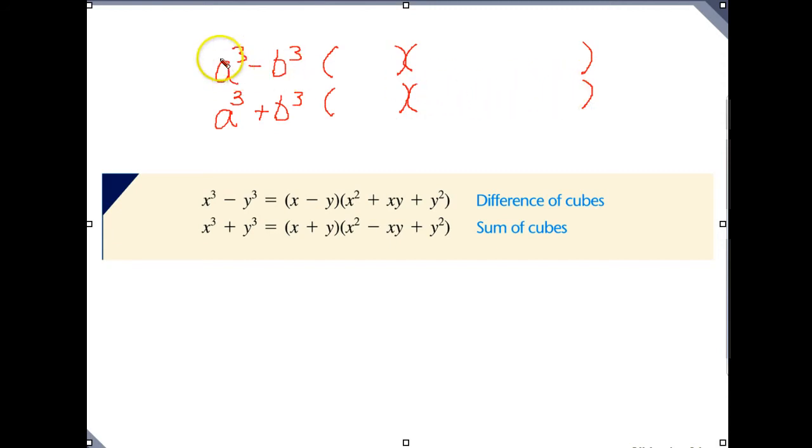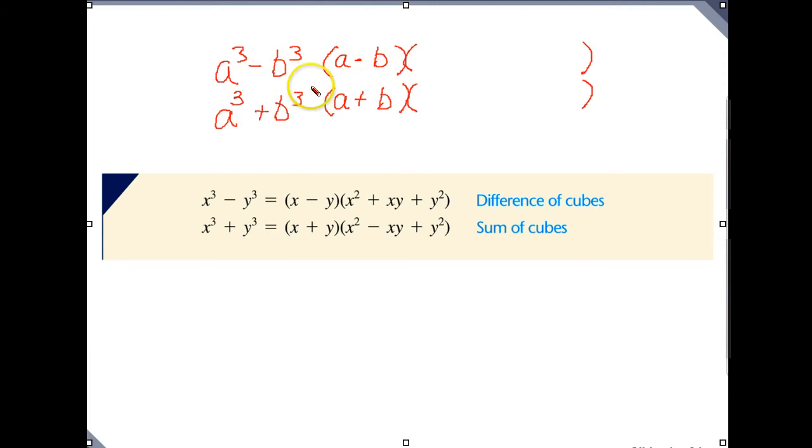Then you take the cube root of a to the third, which is going to be a. Use this sign here. And the cube root of b to the third, which is b. And the same here. So this is going to be a. The difference is that this is a plus, and then this is a b. So you take the cube root of that, goes there, cube root of that there, and this sign goes right there.